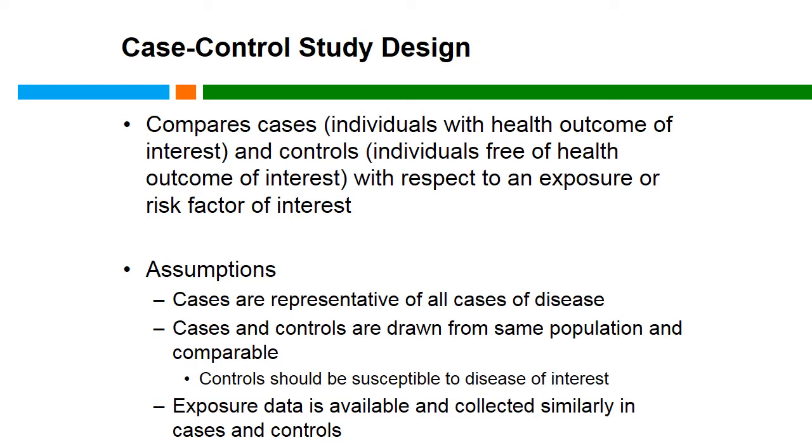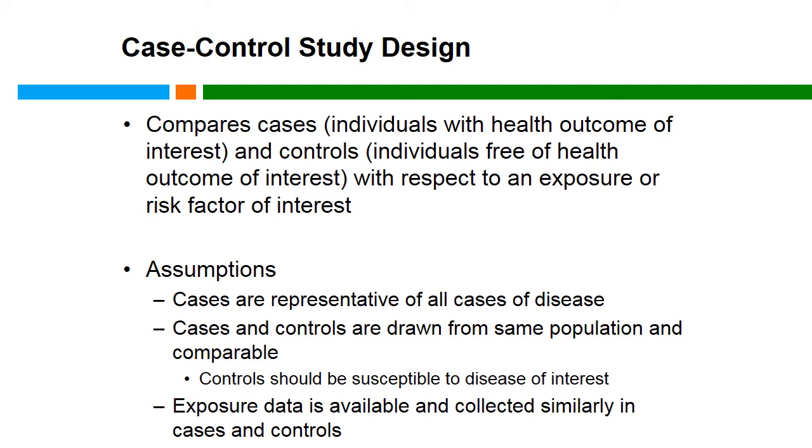Let's move on and turn to the final design that we're going to review, the case control study design. In this type of study, the investigator identifies cases, and these are individuals with the health outcome of interest, and controls, individuals without the health outcome of interest, and compares the two groups with respect to an exposure or a risk factor that's under study.